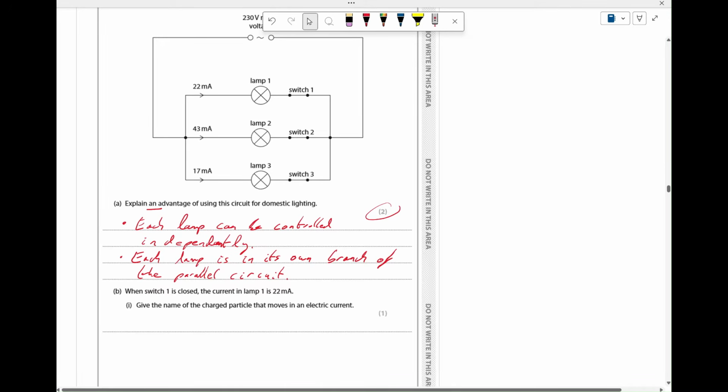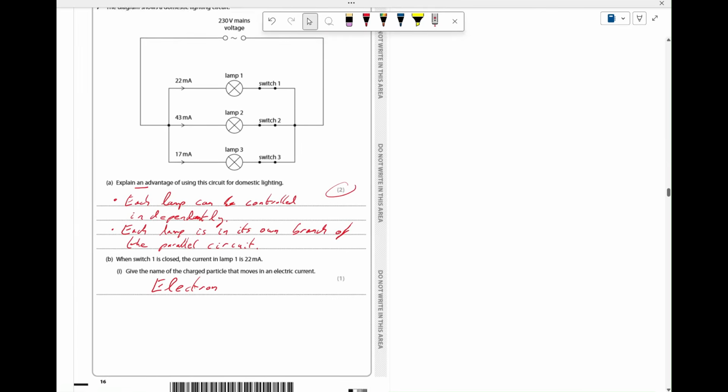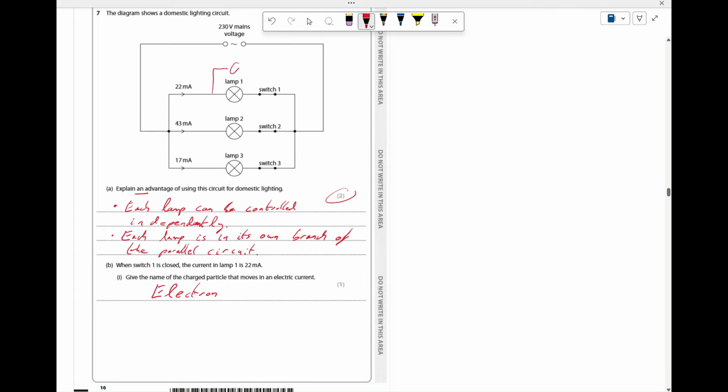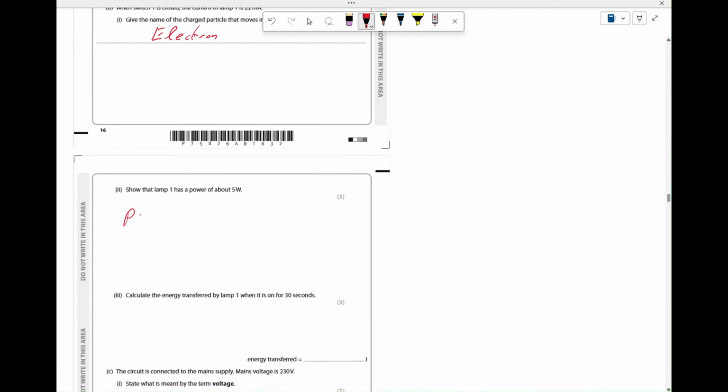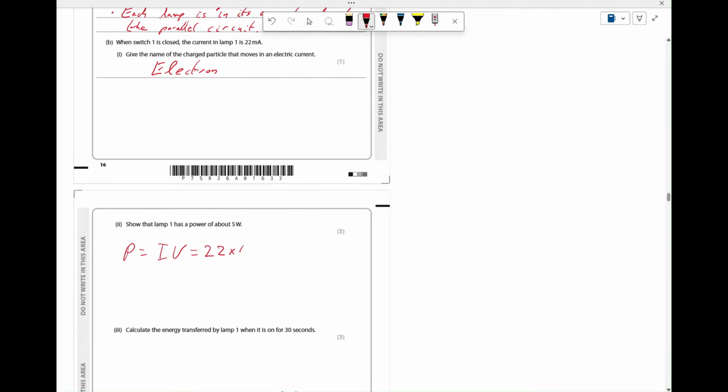Switch 1 is closed, the current is 22 milliamps. The name of the particle is the electron. Show that lamp 1 has got a power of 5 watts. So because it's a parallel circuit, the voltage across all of those branches is 230 volts. So power is current times voltage, equals 22 milliamps. Milli is 10 to the minus 3, so 22 divided by 1,000 times 230, and that comes to 5.1 watts.